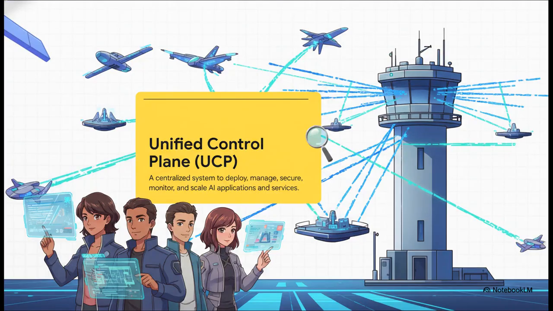So what is a unified control plane, or UCP for short? Put simply, it's a single, centralized layer that handles the entire operational side of your AI ops. Think of it like this. It's the air traffic control tower for your AI. The UCP isn't flying the planes, that's the model's job. But it's making sure they all take off, fly their routes, and land safely and efficiently.